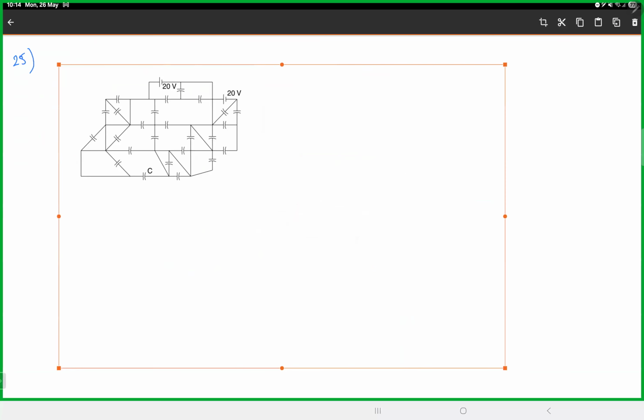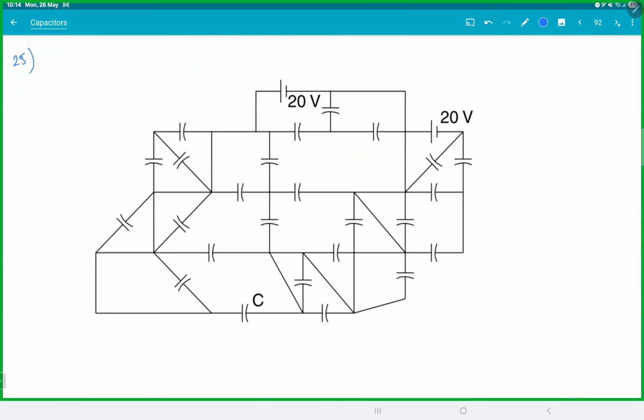There, we got a circuit like this. All capacitors are C. Now let's say 20 microfarad. Find the charge on that C. In this capacitor, what is the charge? We have two batteries and remaining all are capacitors.